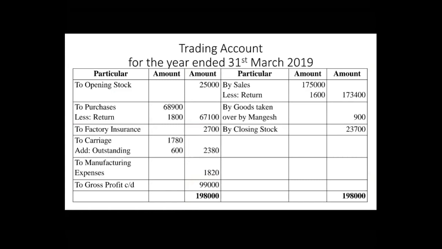Now opening stock is a direct expense. Okay, that's why it is recorded on the debit side of the trading account, where you will see To Opening Stock 25,000. Okay, now the next one is building.